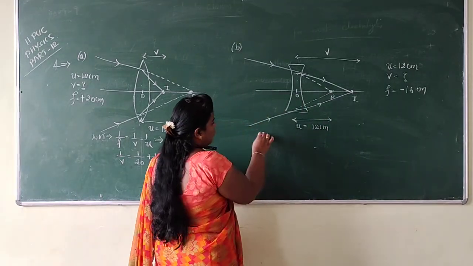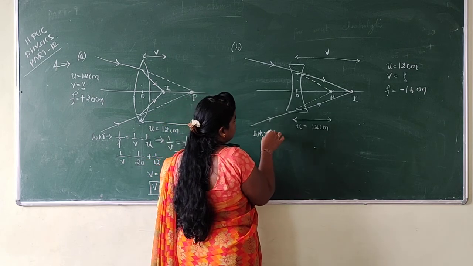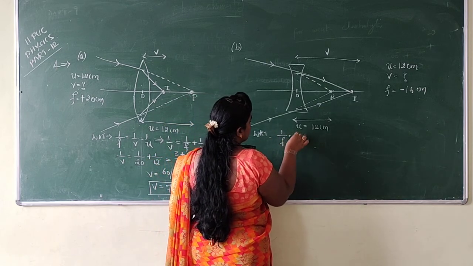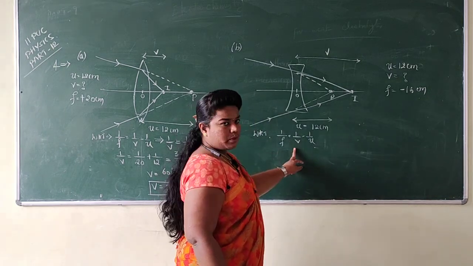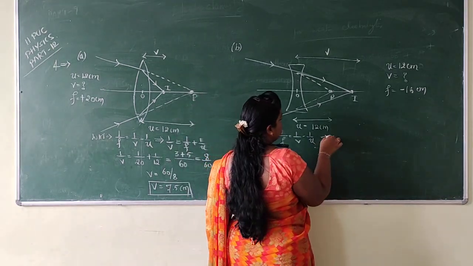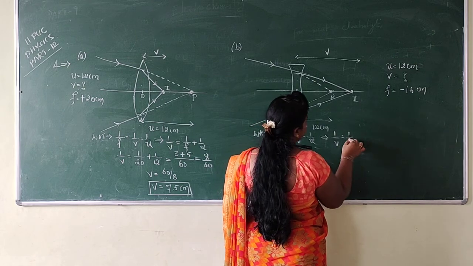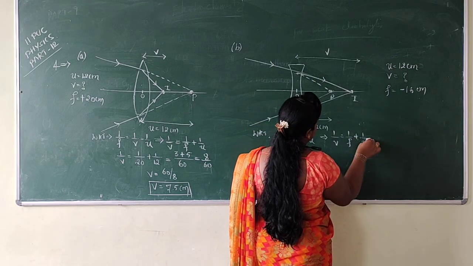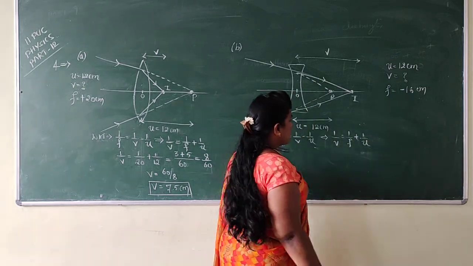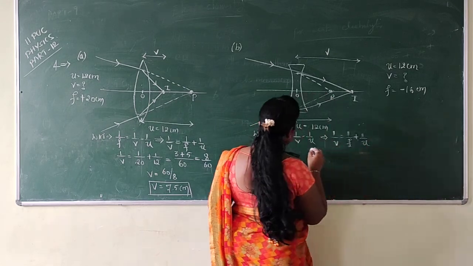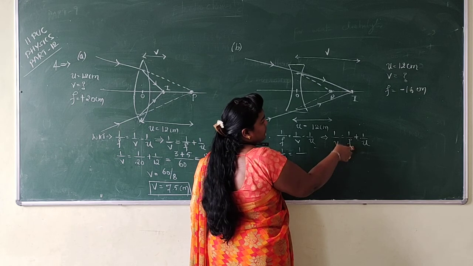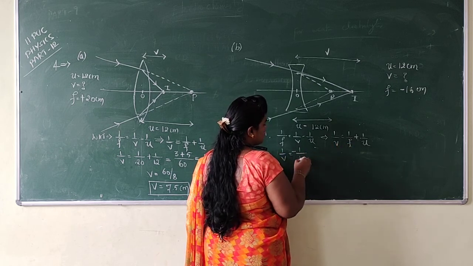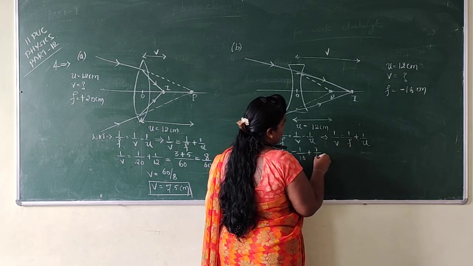And we know the formula. We know the lens formula, that is 1 by F is equal to 1 by V minus 1 by U. I want to calculate 1 by V, so if I just shift, it becomes 1 by F plus 1 by U. Right. So here I am just substituting the values. So 1 by V is equal to 1 by F, which is minus 16, so minus 1 by 16 plus 1 by 12.